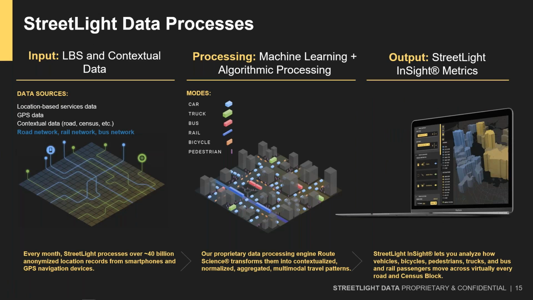Well, every month, Streetlight processes over 40 billion anonymized location records from smartphones and in-vehicle GPS navigation devices. Then our proprietary data processing engine, called Root Science, transforms them into contextualized, normalized, aggregated trips. Streetlight Insight, our product, lets people analyze how vehicles, bicycles, pedestrians, trucks, bus and rail passengers move on virtually every corridor to and from every census block.